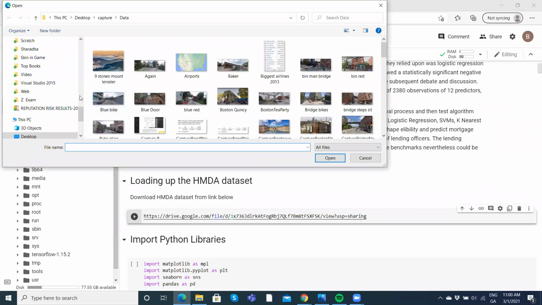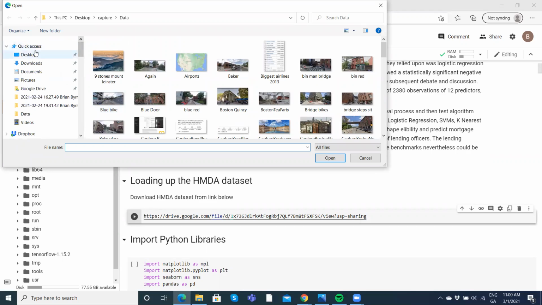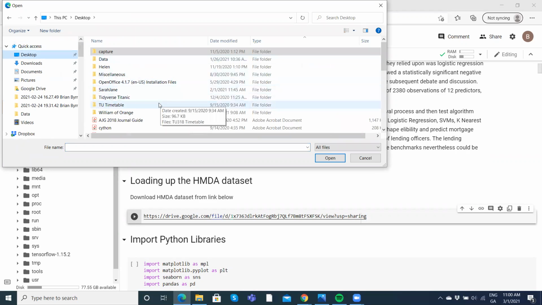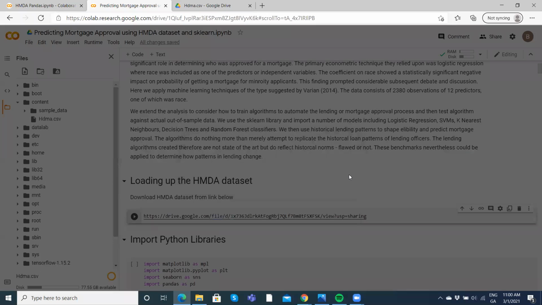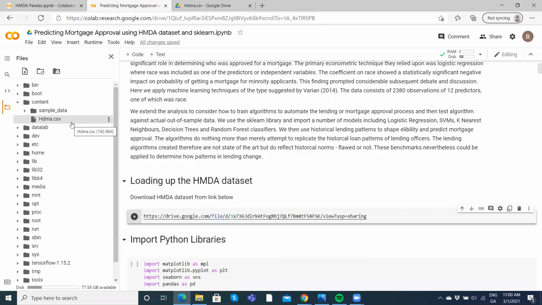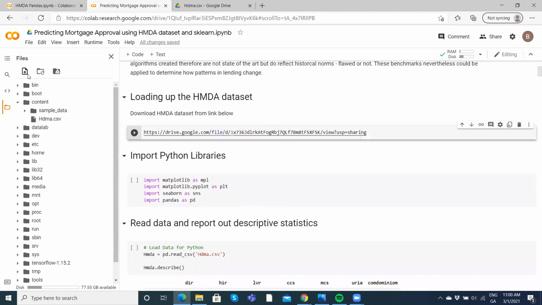In my case, the data here is on my desktop, and I'm looking for the HMDA file, and it's a CSV, so we'll just upload it. Now there can be a little bit of latency here, may not be instant. That time it loaded very quickly. It may not happen like that. You may have to wait a full minute, maybe 2 minutes, to see your data appear here. But once it's there, we can read it in once we import the pandas library.